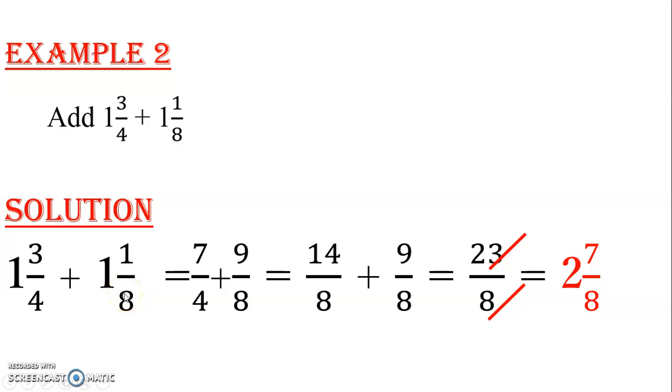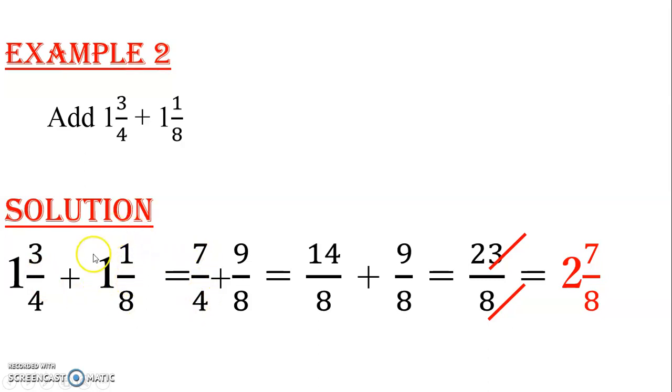What was our first step? Remember what I said? The first step is to change our mixed fraction into what? An improper fraction, correct? So how do you do that? You're going to multiply your denominator by the whole number and add it to your numerator. Are you ready? So 4 times 1, 4, correct? 4 plus 3, that's 7. Alright? So we're going to get 7/4.